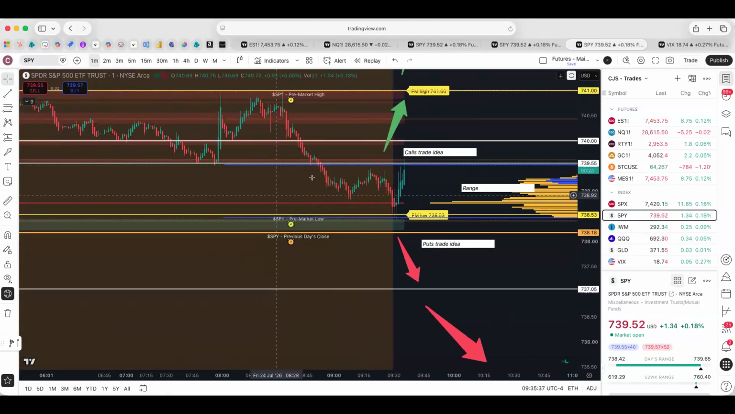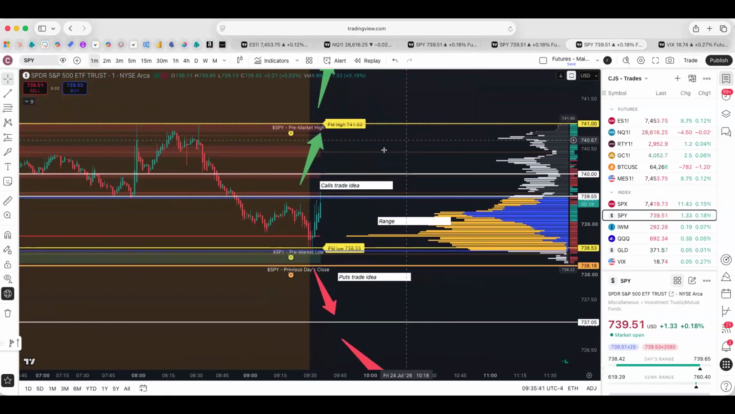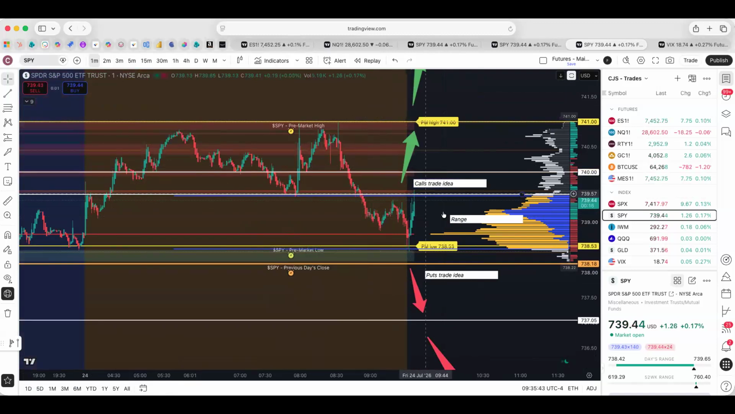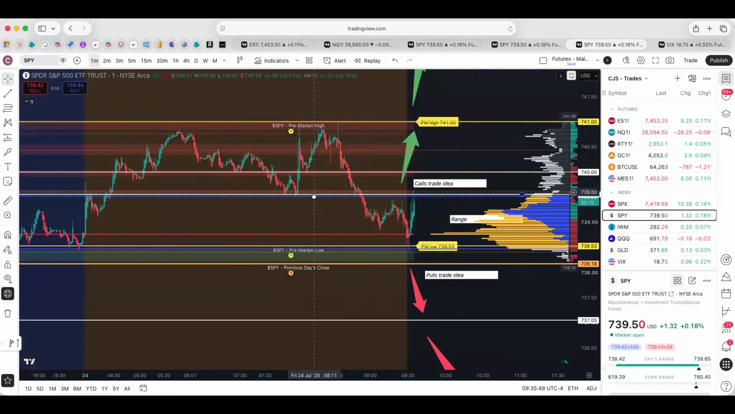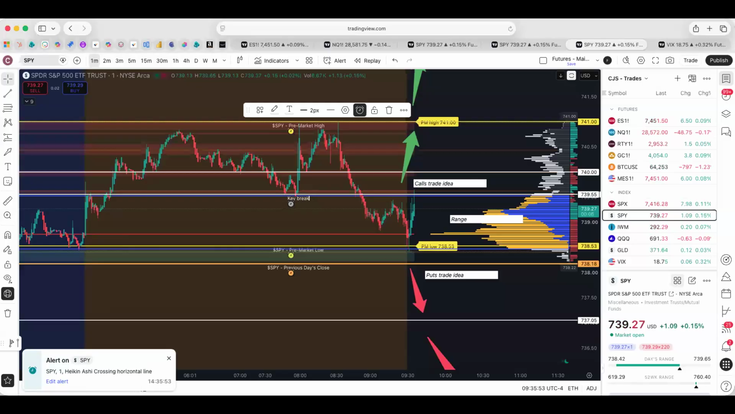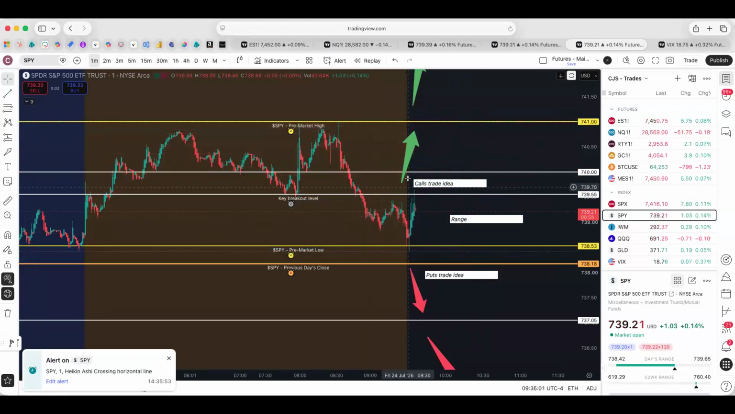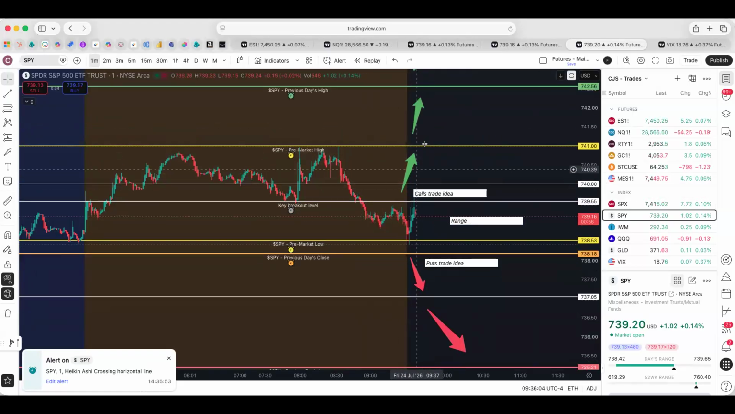But let's see if price is strong enough to push to the upside to break here. So keep an eye on this. Let me mark it. I'll put an alert here. So here's our key breakout level. That's for SPY, okay? So if SPY breaks that level to the upside, then it's for calls.